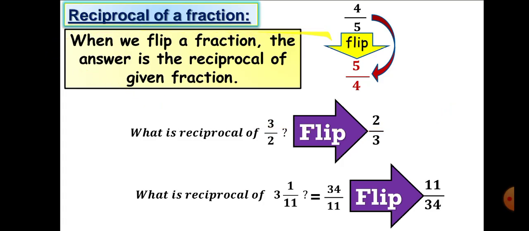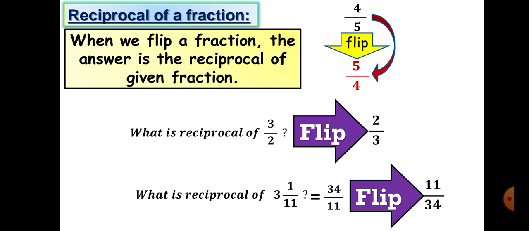Now, the reciprocal of a fraction. What is a reciprocal? When we flip a fraction, the answer is the reciprocal of the given fraction. For example, I have 4 over 5. Flip means change the positions: the numerator goes to the denominator's place, and the denominator goes to the numerator's place. So if I have 4 over 5 and flip it, I get 5 over 4. What's the reciprocal of 3 over 2? If you flip it, you get 2 over 3.